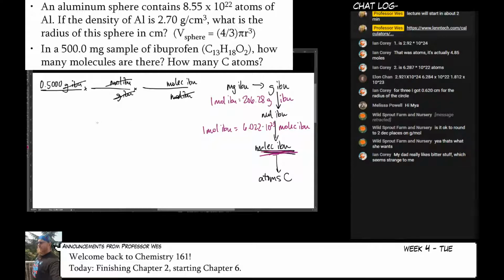And now we can just run the numbers, because this will give us the first number that we need for the problem. So how many grams are there per mole? 206.28. And then how many molecules are there per mole? Avogadro's number. And what number do we get when we type that in? I have 1.460 times 10 to the 21 molecules of ibuprofen.